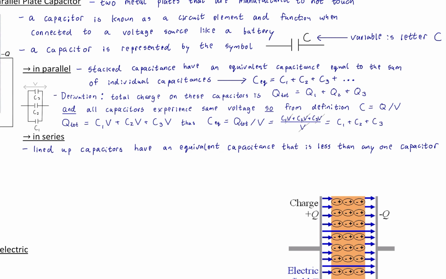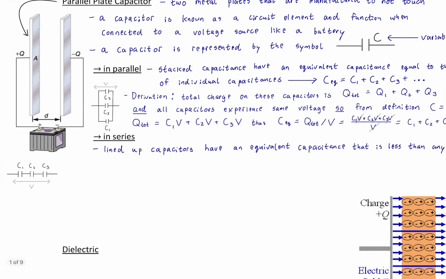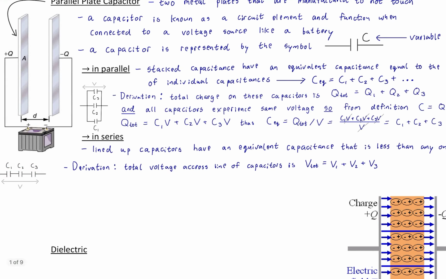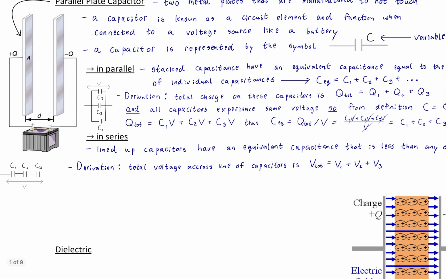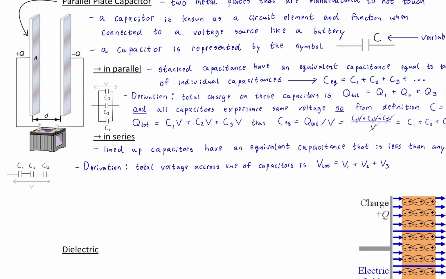So the idea there is if you line up capacitors, you're actually making a weaker total capacitor. Why is that? Well, let's think. Here's the picture of what lined up capacitors look like. They look like they're lined up, right? That's called in series. So in this case, there are three capacitors in series, C1, C2, and C3. Now let's derive that the equivalent capacitance of these three lined up capacitors is indeed less than the capacitance of any one of them.